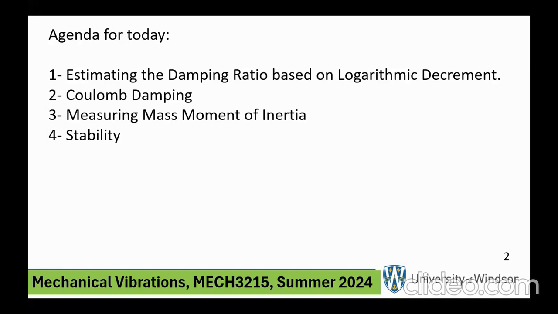And I'm also going to be talking about items 3 and 4, where the mass moment of inertia of an object is measured experimentally based on what we have developed so far in the course. And finally, talk about the stability of a system in the context of, for example, an inverted pendulum. Okay?